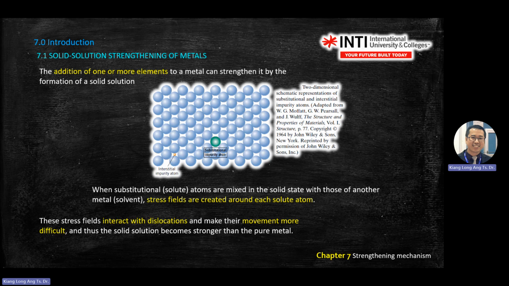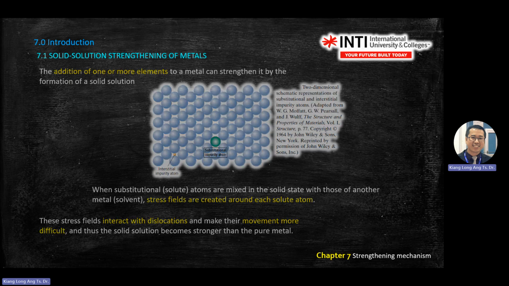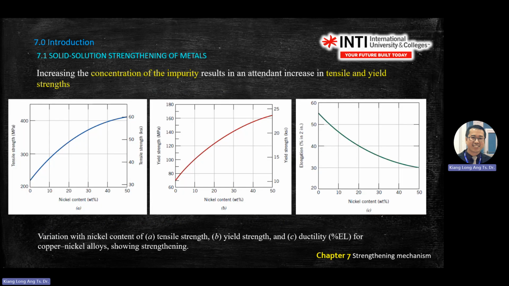So strengthening, you are actually adding something in, or substituting something inside there, to stop the movement. There are two ways. Either you fill out the space, or you fill in the vacancy. You fill in the pothole there. Okay, there are two ways. So this one is solid solution strengthening of metals. You add in impurity to increase tensile and yield strength.